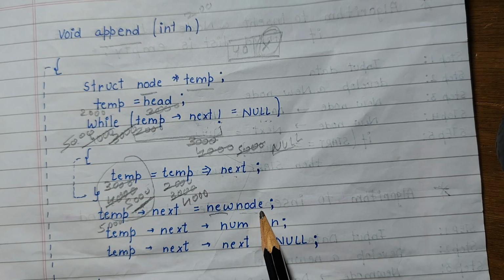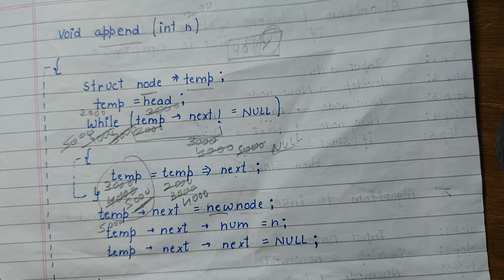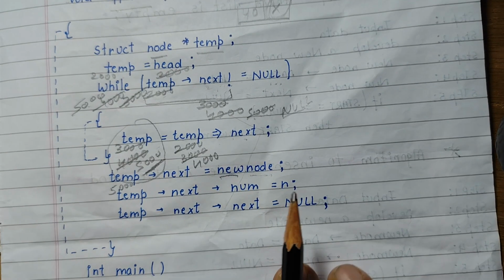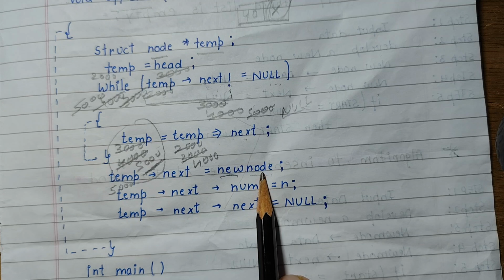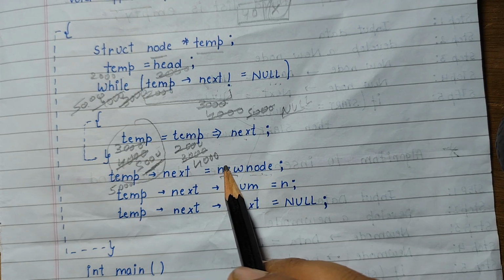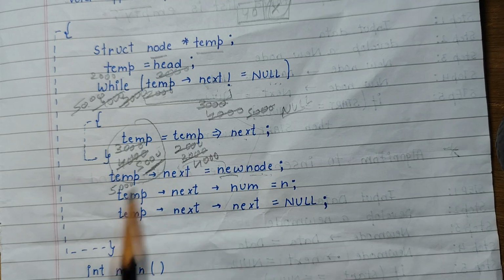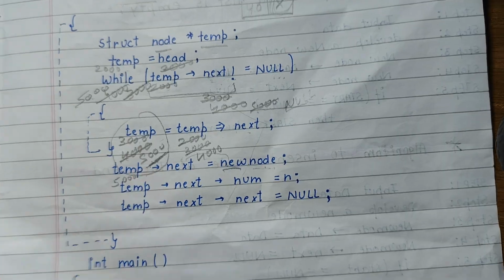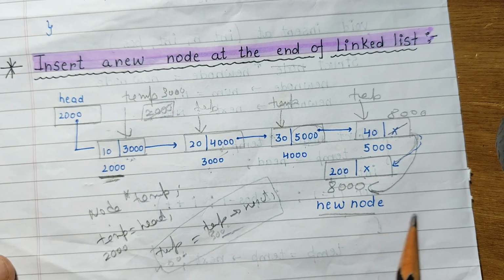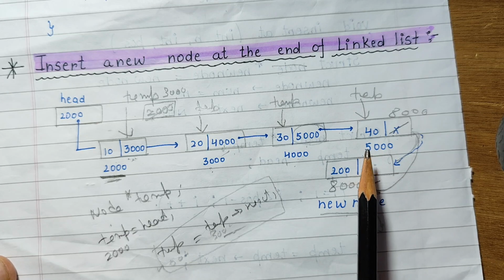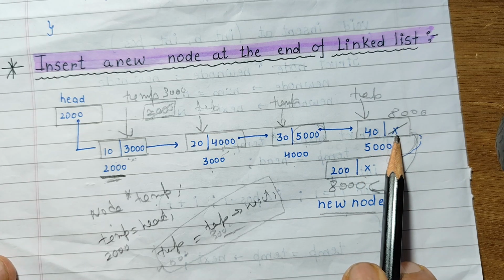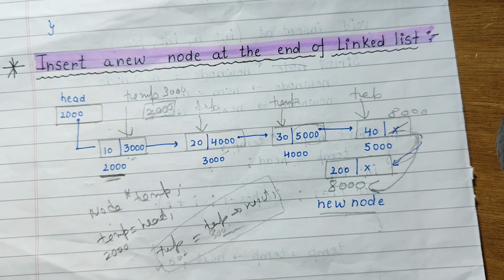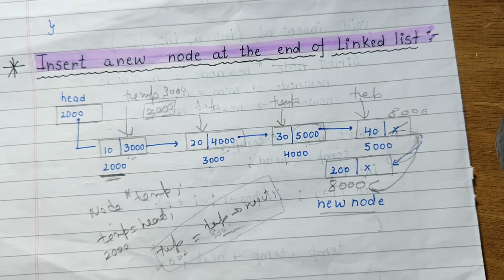After the new operator I include the data type, because now we allocate the memory to the new node. So here memory is allocated to the node and the new operator returns the starting address to the temp of next. Temp of next means, because the last value of temp is 5000, 5000 of next, so 5000 of next means this value. Here what we are doing, we are adding a new node here.